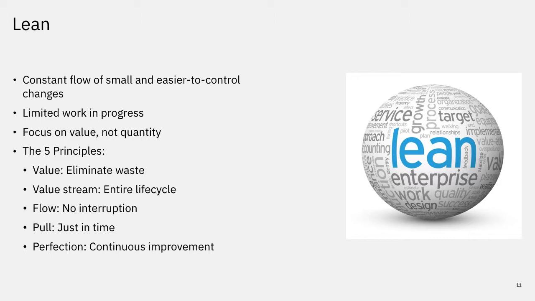Then value stream for the entire life cycle. You make sure that there are no interruptions in the flow, and just-in-time development. You pull whatever is required so that you eliminate waste, as well as you ensure that there is limited work in progress. And you aim for perfection and you're continuously looking for improvements in the overall process, taking feedback and then improving your overall process. That's lean development.